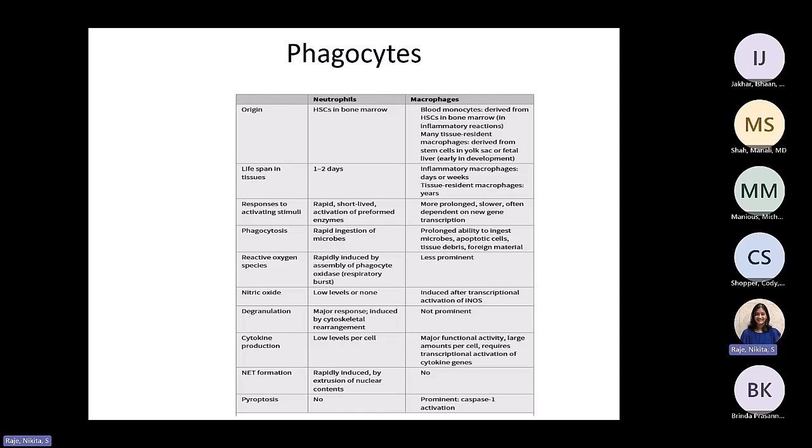The neutrophils can help in forming this net, or a neutrophil extracellular trap, where they extrude their nuclear contents onto the microbes. That also helps in killing the microbes, but they can also damage the host tissue with that. Macrophages do not do that. Macrophages are more prominent in producing cytokines that help in activating the adaptive immune system. They help in their function in general, in their phagocytic function.